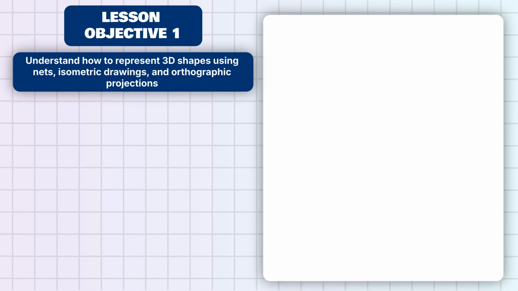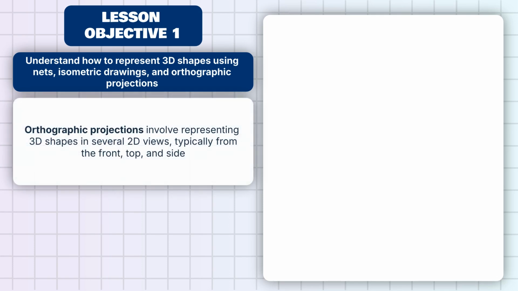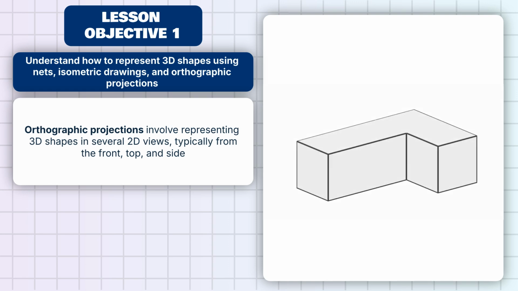The third and last representation we'll examine is orthographic projections. Orthographic projections involve representing the 3D shape in several 2D views, typically from the front, top, and side. Let us take this 3D L shape, for example. We can construct its orthographic projection by examining it at multiple angles.